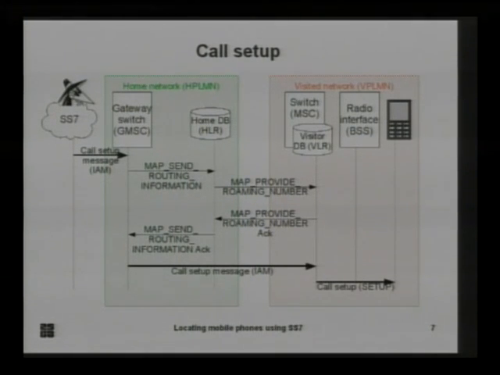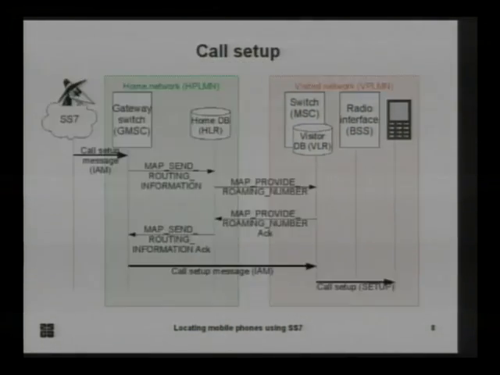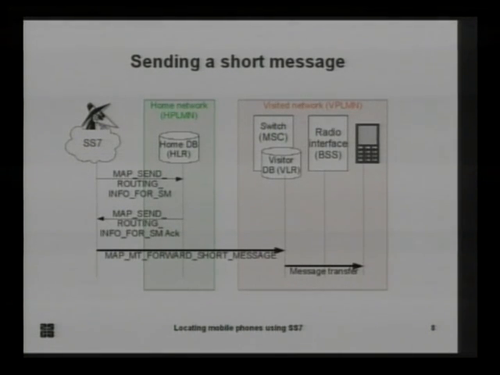So let's look at short messages then. As you can see, short message is pretty different because what happens here, so here with call setup you have the send routing information that's sent by the gateway switch to the home database and then back. And when you send a short message, the spy in the SS7 network, or just another network operator who wants to deliver a short message to your phone, in the normal case, he directly sends a request for routing information for that short message to your home database.